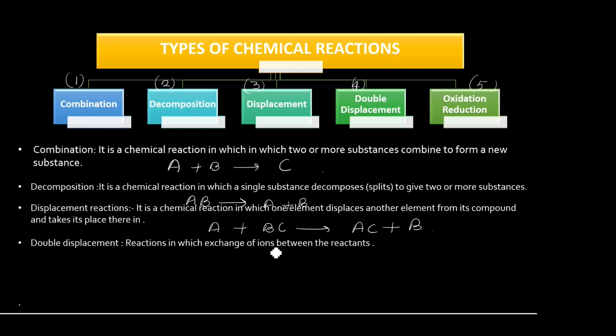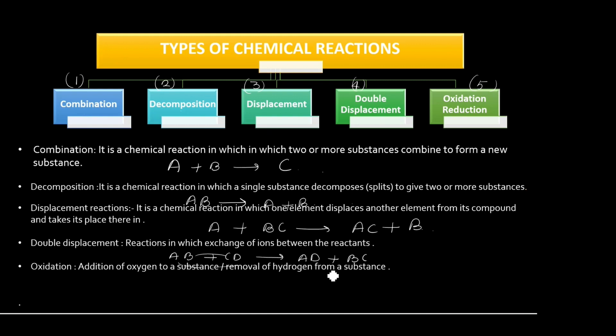Next is double displacement reaction. In this reaction, there will be an exchange of ions between the reactants. For example, AB plus CD. AB is one reactant and CD is another reactant. There will be an exchange of ions. It may form AD plus BC. Exchange of ions takes place, so this type of reaction is known as double displacement reaction.